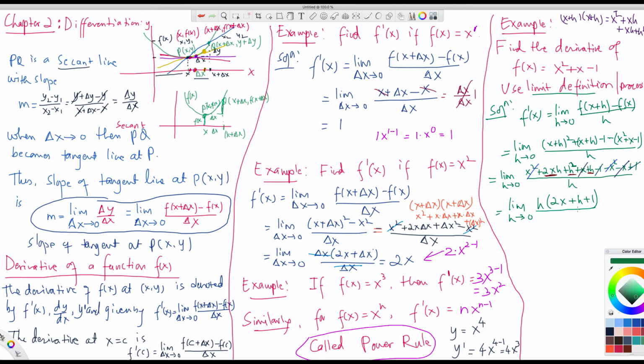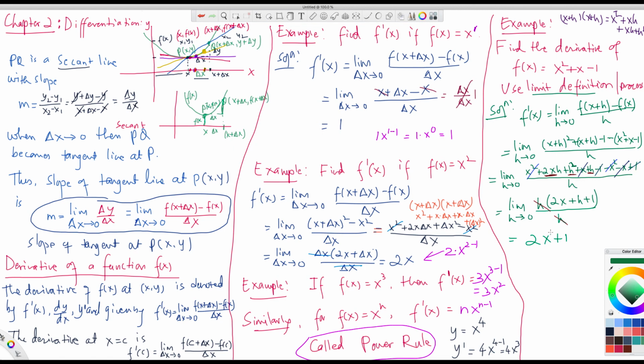You see that is h, right? Now you cancel that h and h. So how do I cancel that? You cancel that h and h. So what is left is limit h tends to 0, 2x plus h plus 1. Now you plug in h equals 0, right? So when you plug in h equals 0, you will get 2x plus 1. So this is finding the derivative by using the limit definition.